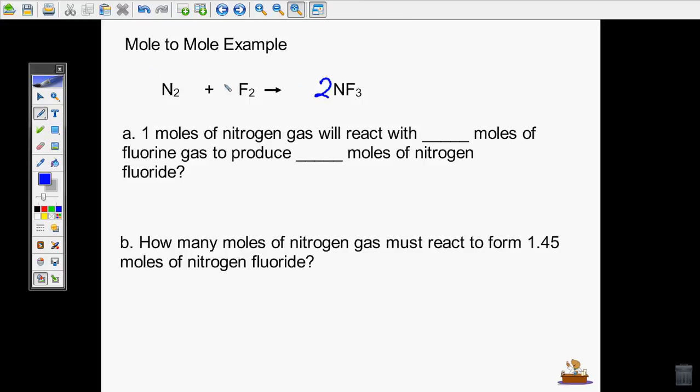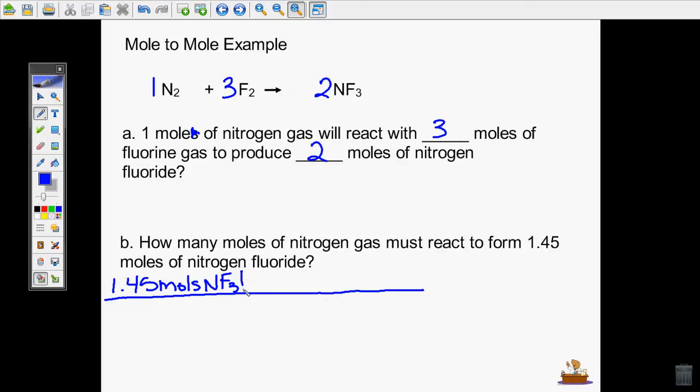So I have 2 here, 3 here, 1 here. So this reads 1 mole of nitrogen gas will react with 3 moles of fluorine gas to produce 2 moles of nitrogen fluoride. How many moles of nitrogen gas must react to form 1.45 moles of nitrogen fluoride? So, dimensional analysis time. Start with what they give you. 1.45 moles nitrogen fluoride. You really need to start writing your compounds, because when these get longer, you're going to need to know what compound you're working with.